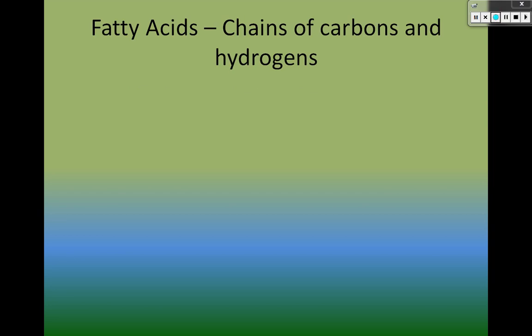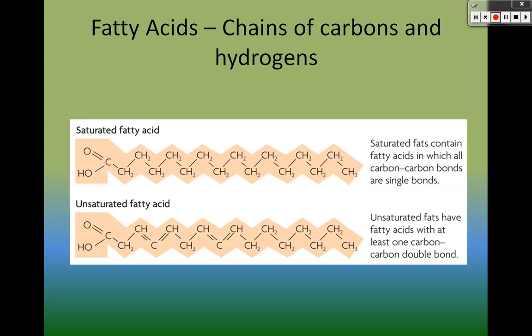All right, so first we want to look at what are called fatty acids. Fatty acids are chains of carbons and hydrogens. And there are two kinds of fatty acids which you've probably heard of in your day-to-day life. So one is a saturated fatty acid and one is an unsaturated fatty acid.